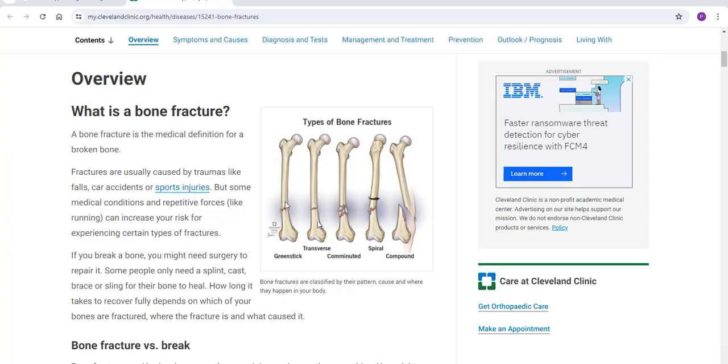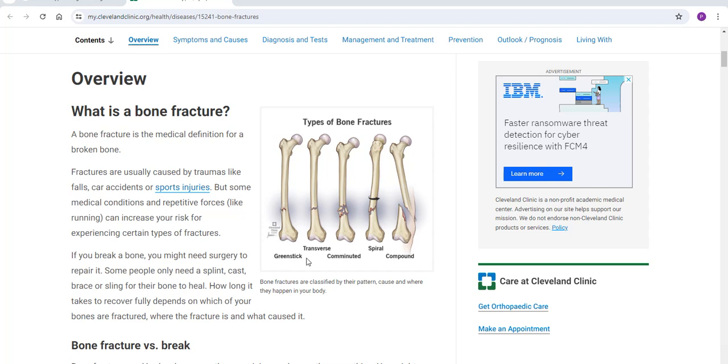So what is a fracture? As fracture is the most complex among all the injuries, we need to find out what a fracture is. Basically, bone fracture is the medical definition for a broken bone. It is simple: a break in the bone, which we usually call a broken bone or bone fracture. There are multiple types of bone fracture: greenstick fracture, transverse fracture, comminuted fracture, spiral fracture, and compound fracture.